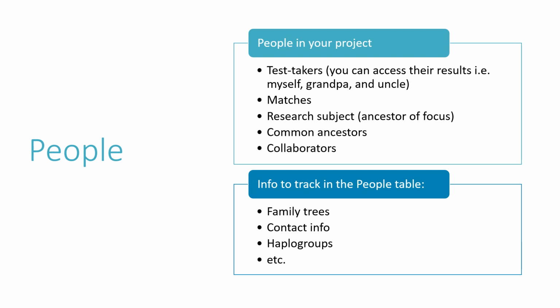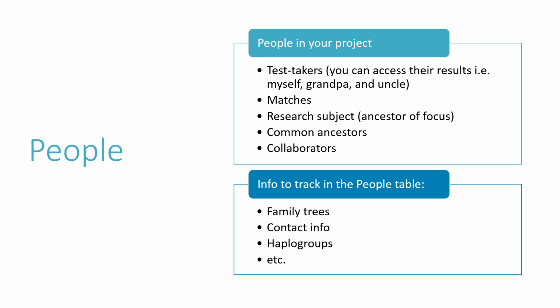Then there are the matches. These are people whose results I cannot see, but they are matches to my test takers. So even though I can't see their match list, I can see how much DNA they share with my test takers. You may have people who you list in your people table who are your research subjects. This would be your ancestor of focus and their family. They're probably their immediate family. So if your research subject is Charles Elder, you'd probably add his wife, Elizabeth Medley, and their 8 children as your research subjects, possibly his parents as well, depending on who you're researching and what your objective is.